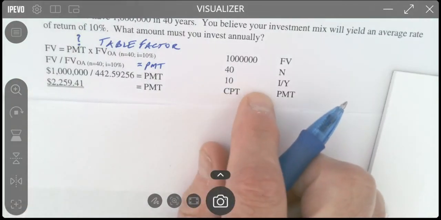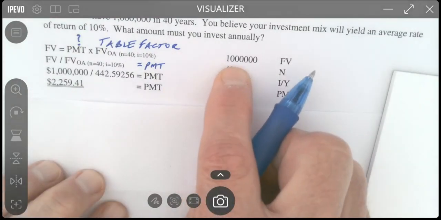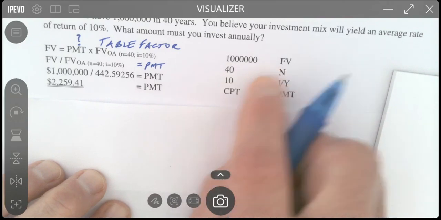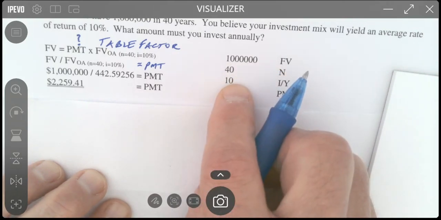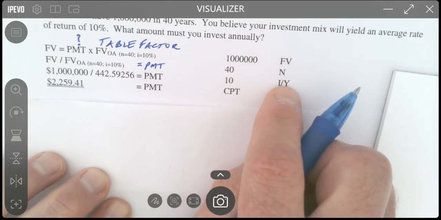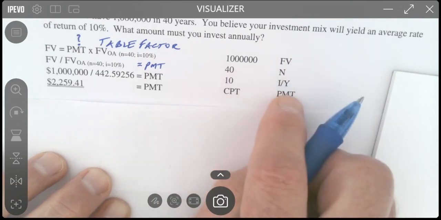Here's that calculation on a financial calculator. $1 million is the future value. 40 is N. 10 is I per Y, interest rate per year. Compute payment.